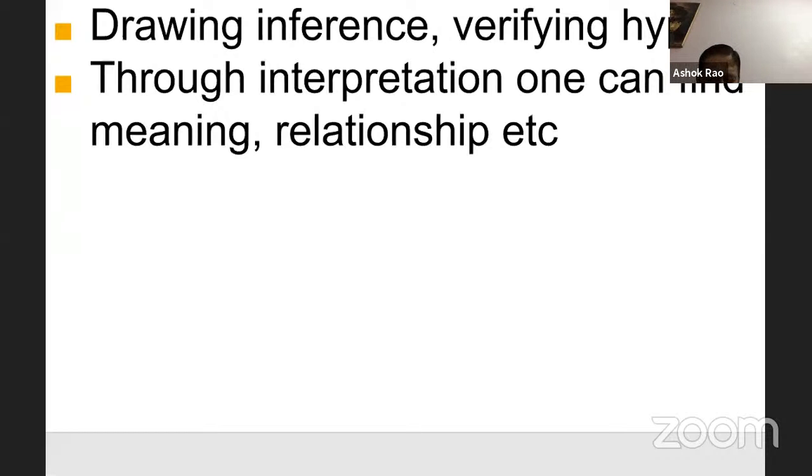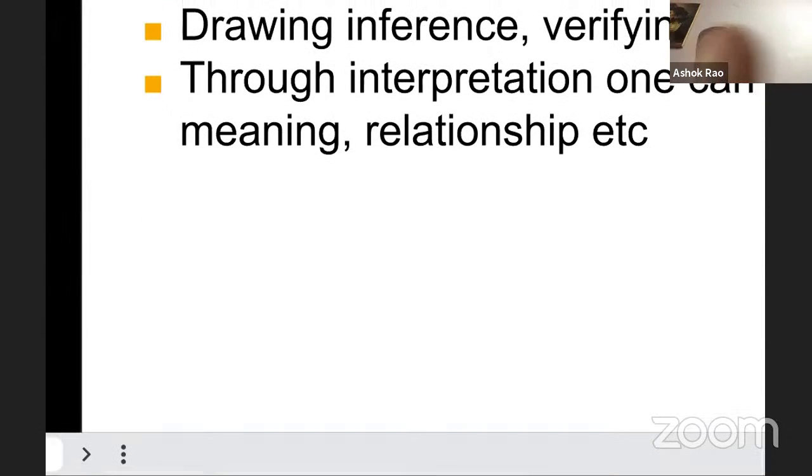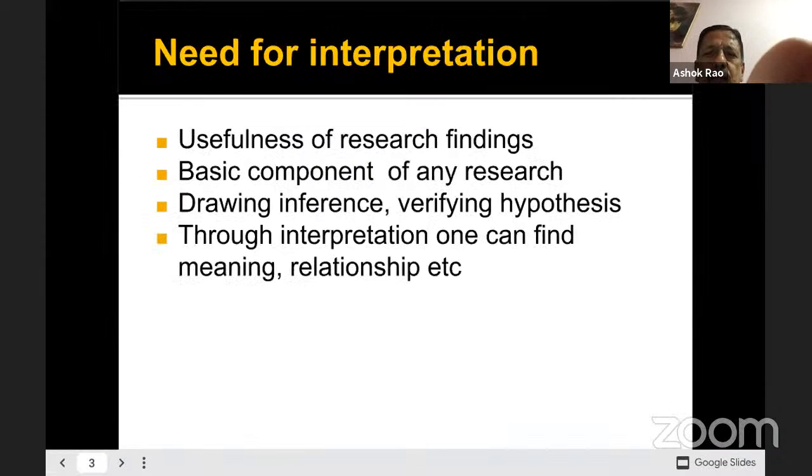Okay. So what is interpretation? How we have to, let us say, interpret the data is an important component. So when it comes to the interpretation of the data, why should we interpret the data? So the need for interpretation is a factor. Okay. So the need for interpretation.